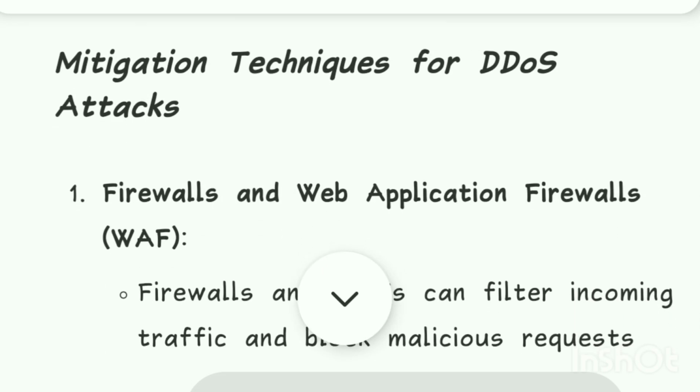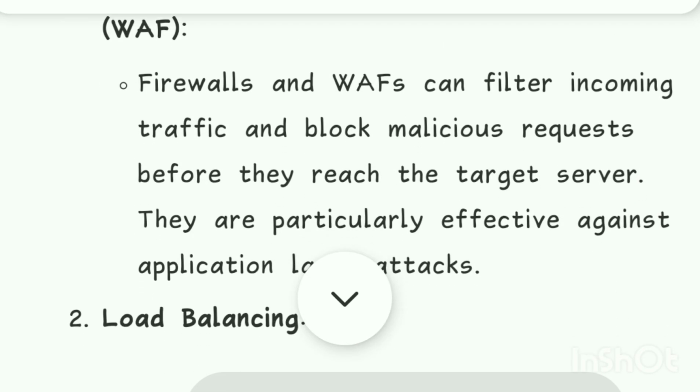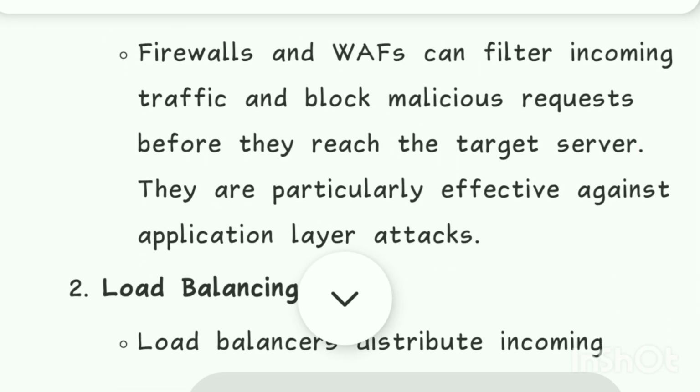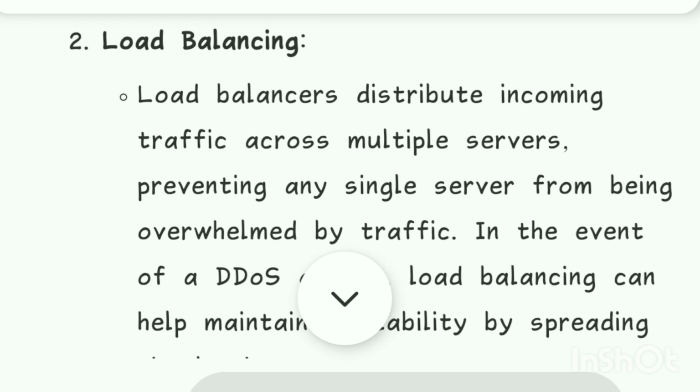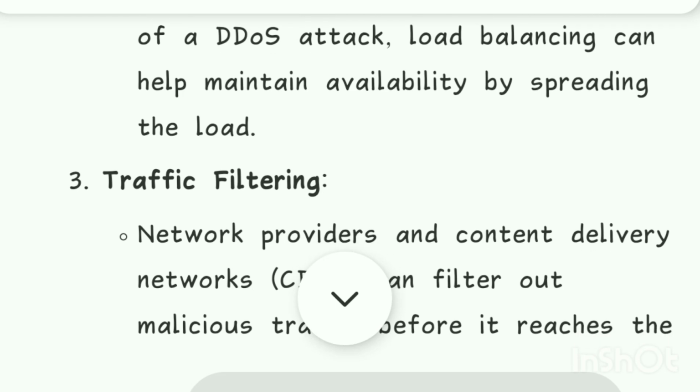1. Firewalls and web application firewalls (WAF). Firewalls and WAFs can filter incoming traffic and block malicious requests before they reach the target server. They are particularly effective against application layer attacks. 2. Load balancing. Load balancers distribute incoming traffic across multiple servers, preventing any single server from being overwhelmed by traffic. In the event of a DDoS attack, load balancing can help maintain availability by spreading the load.